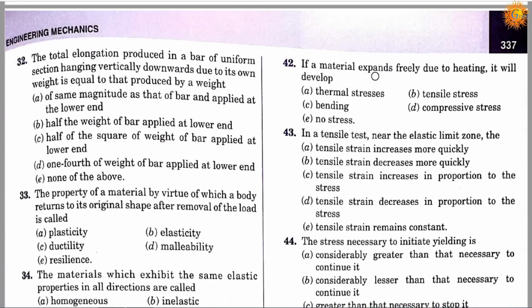If a material expands freely due to heating, it will develop: option A, thermal stresses; option B, tensile stress; option C, bending; option D, compressive stress; and option E, no stress. Correct answer is E. It will be no stress.